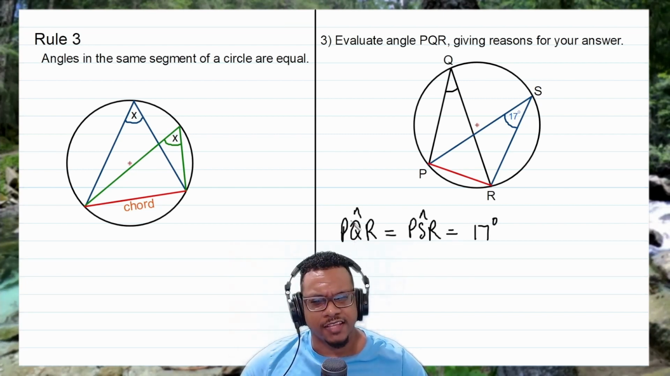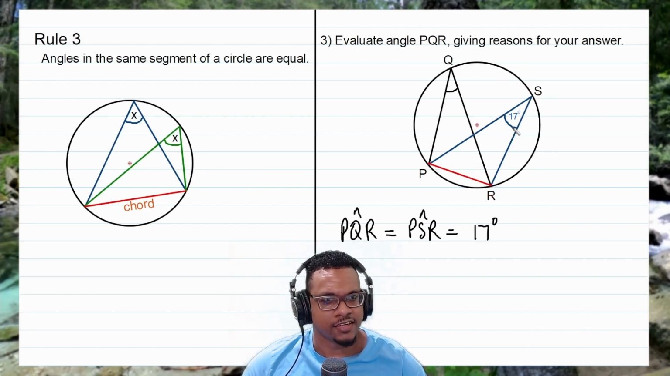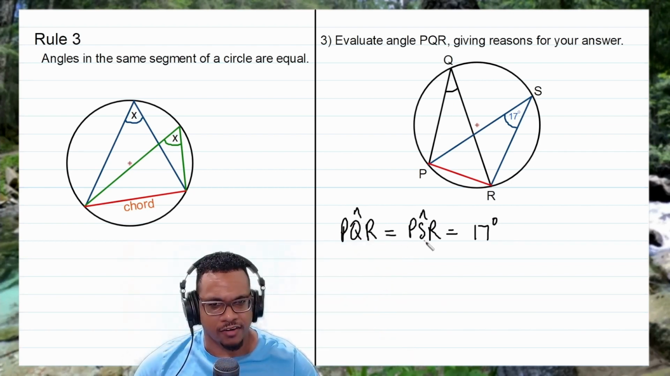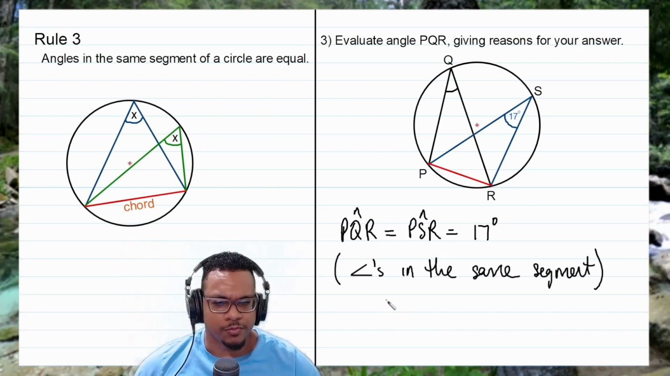So here I have that angle PQR. This angle here is equal to angle PSR. So that's P to S to R. That's a 17 degree angle. So it's equal to 17 degrees. So that means angle PQR is equal to 17 degrees. And my reason would be, this is the symbol for angle with the apostrophe S. So this will be angles in the same segment.